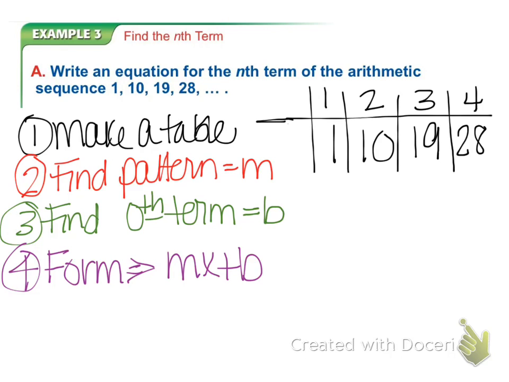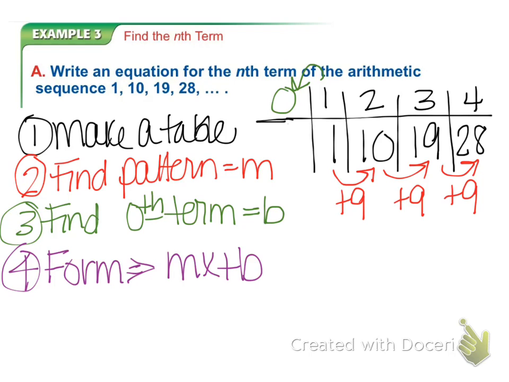Now you want to go through and find your pattern. To get from 1 to 10, that's a plus 9, and then 10 to 19 is a plus 9, and then 19 to 28 is a plus 9. Now that we have our slope, we want to find our 0th term. All you're going to do is go 1 backwards. To go from 1 to the 0th term, you work backwards and subtract 9, so that's going to give you a 0th term of negative 8.